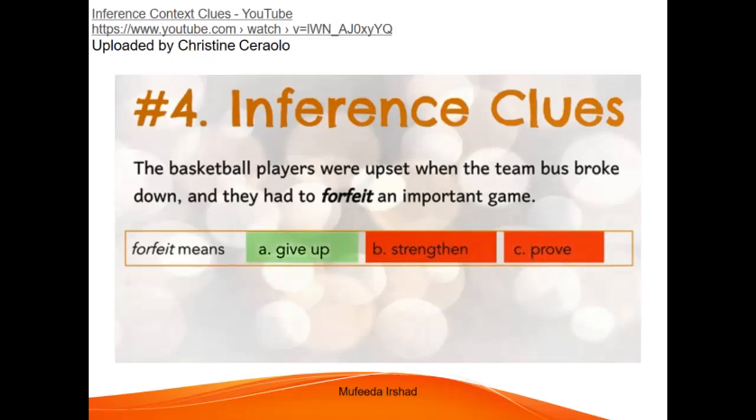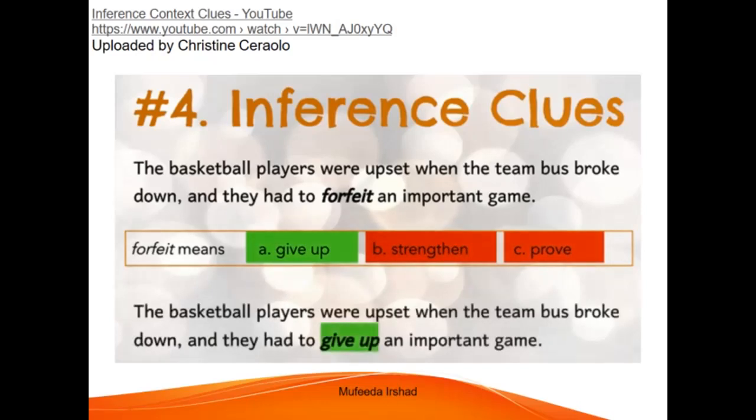Give up. Well, this makes sense because if the team bus broke down, they couldn't get there, and if they can't get there, they have to give up the game or forfeit the game. So let's try that. The basketball players were upset when the team bus broke down and they had to give up an important game. That makes sense.